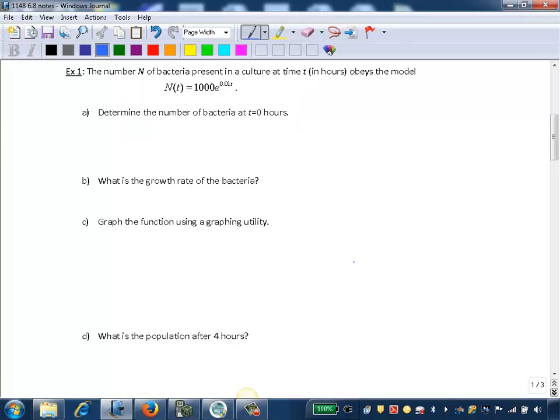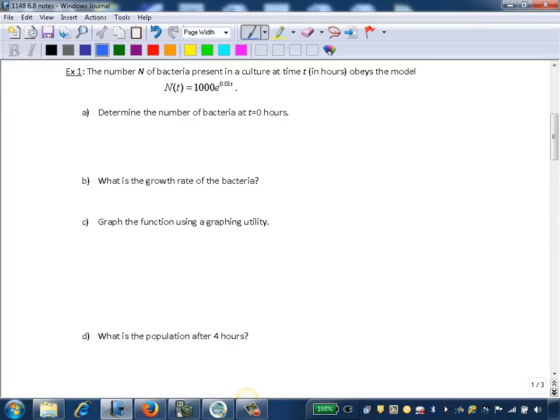Example 1. The number n of bacteria present in a culture at time t in hours obeys the model n of t equals 1000 e to the 0.01 t. So this is an example of bacterial growth, bacteria in a culture. So this is that law of exponential growth. So in this example, we're given our exponential function. So all we need to do is use this function to solve and find different pieces of information.